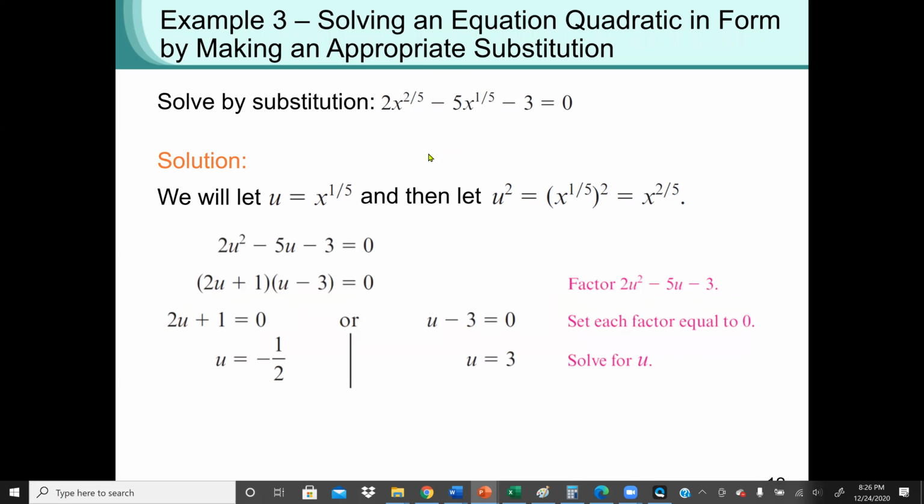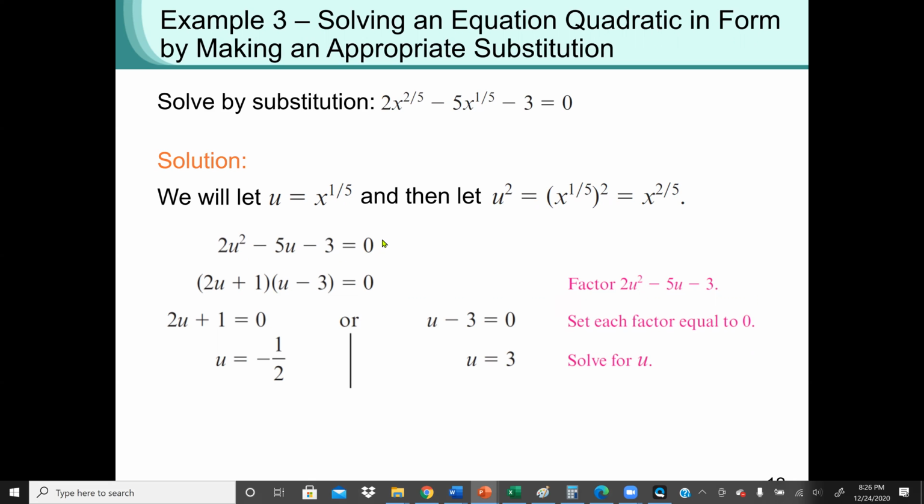So let's see an example now. We have 2x to the power 2/5 minus 5x to the power 1/5 minus 3. Previously, we tried our best to factorize using 2/5, but it's very difficult. The best way to do this is substitution. In this case, we say u equal to x to the power 1/5. If u equal to x to the power 1/5, then u squared will be x to the power 2/5. So now I'll write 2u squared minus 5u minus 3 equal to 0.